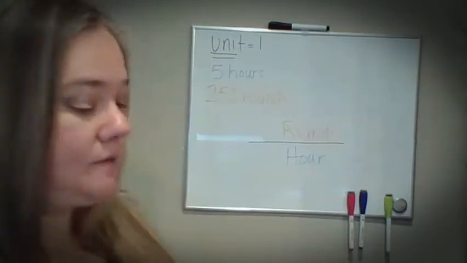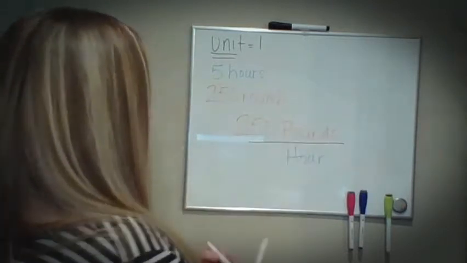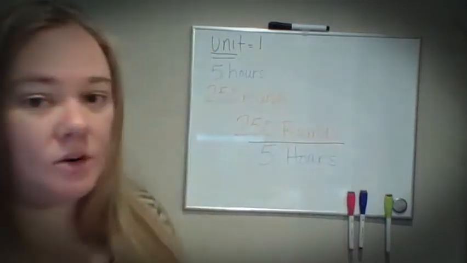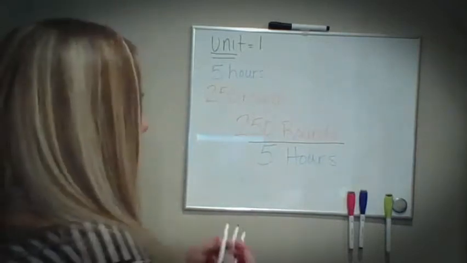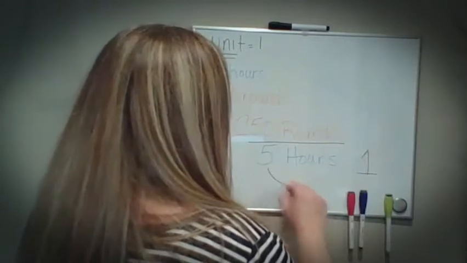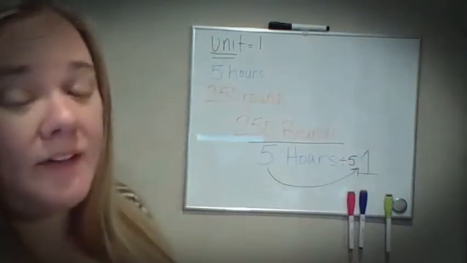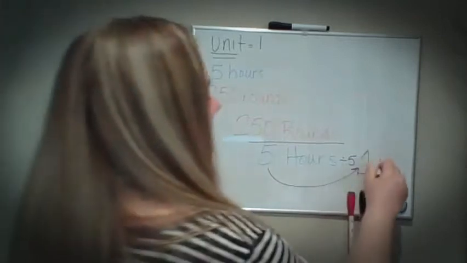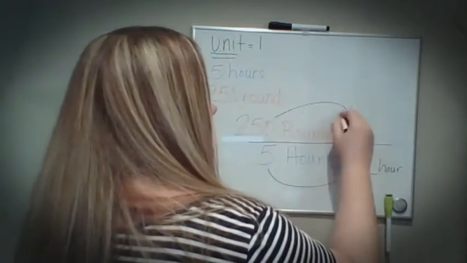So 250 rounds per 5 hours is our rate, but that's not our unit rate. We want to find for 1 hour. So if I want to find for 1 hour, I'm going to go from 5 to 1 through a division of 5. If I'm dividing hours by 5, because I'm trying to find for 1 hour, then that also means I have to divide 250 by 5.